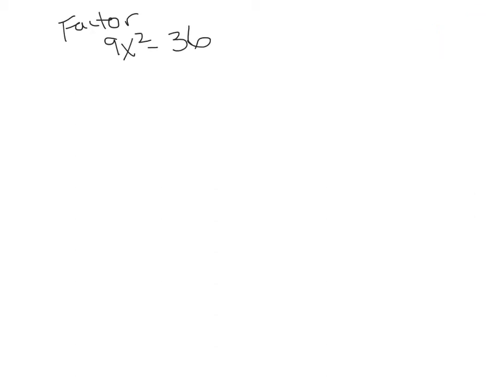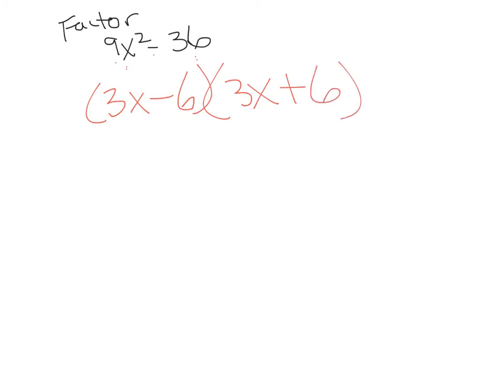So we want to factor 9x squared minus 36. This is the difference of squares. So again, we're looking for perfect square relationships. So 9 is a perfect square, 36 is a perfect square. Anytime you have a binomial where you have a perfect square minus a perfect square, it's going to be the difference of squares. So you take the square root minus the other square root, so 3x minus 6, times the quantity where you take the square root plus the square root.